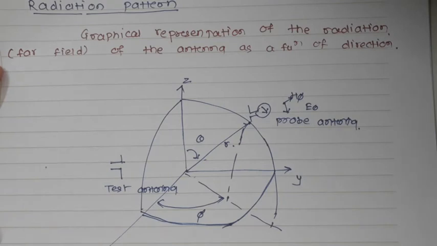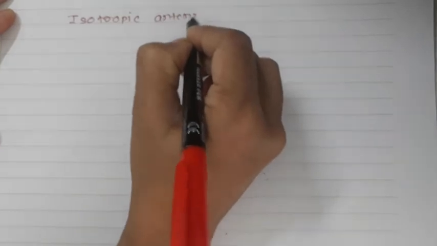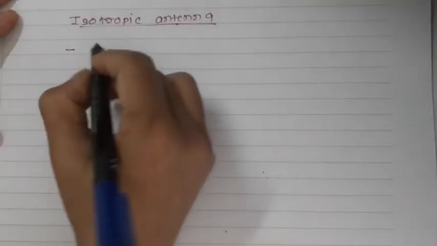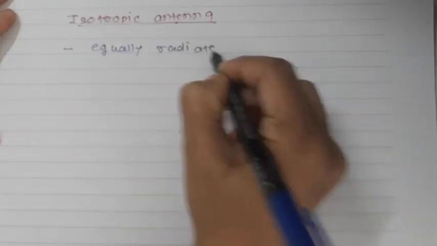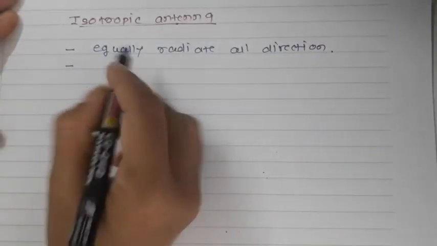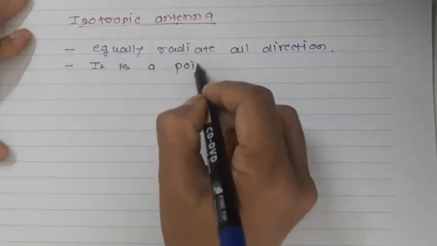Now let us talk about the different patterns of the antenna. First we'll talk about the isotropic antenna. The isotropic antenna is the antenna which radiates equally in all directions. So I can say the antenna whose power is radiated in all directions is the same. It is a point source of radiation.